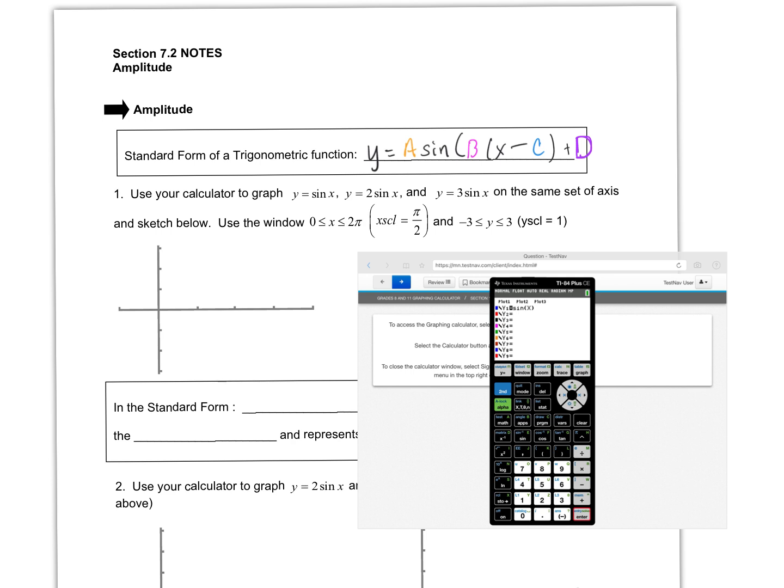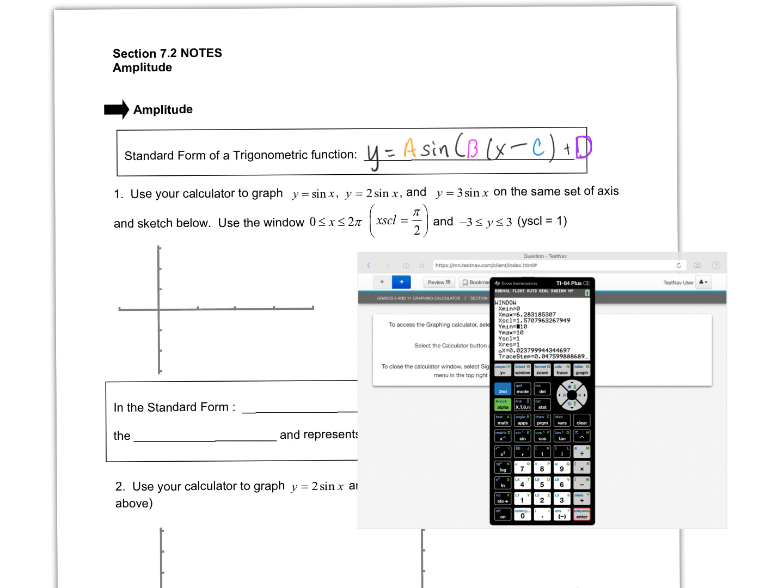Here's our window. Go to window, which is right here next to y equals. We're going to go from 0 to 2 pi. Now remember, you can just hit the second button, put the 2, second button, and the pi key is right there above the division sign on the caret key. Hit enter. And we're counting by pi over 2. So instead of counting by ones on the x-axis, we're going to do that by pi over 2. So we hit pi divided by 2, and it'll change it automatically, like I said before, to a decimal.